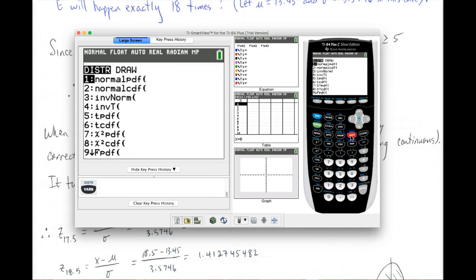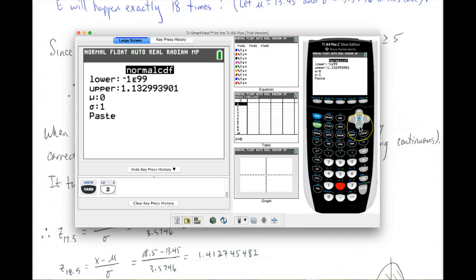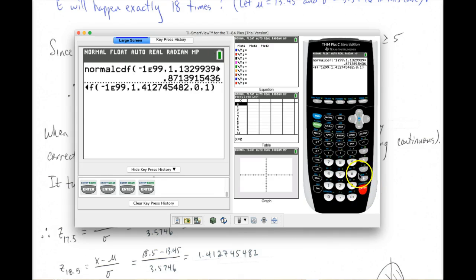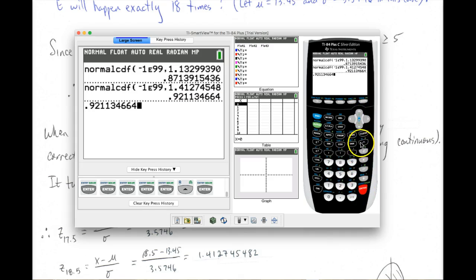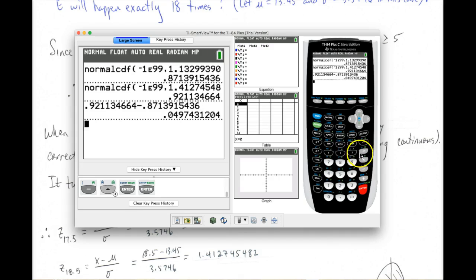So we're about to calculate the same thing for 18.5. So we'll go back in second vars, pick option 2, and then instead of having this 1.13 number, we'll just have 1.41274548, and then calculate the same thing, and we see that we get 0.92. So now all we have to do is take the difference in between the bigger number and the smaller number. So here I'll just copy this, minus, and then go up, hit the smaller number, and then take the difference, and we see that the difference here is 0.49743, so on and so forth.